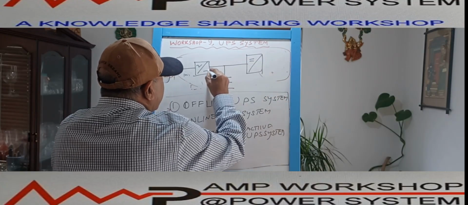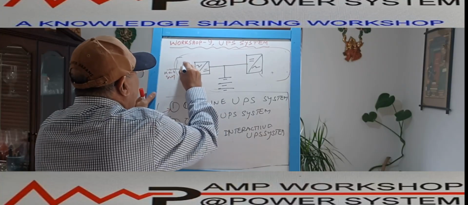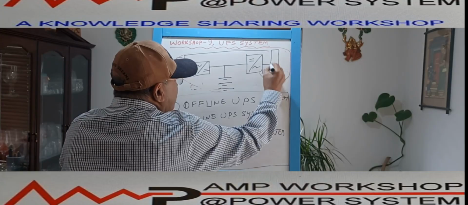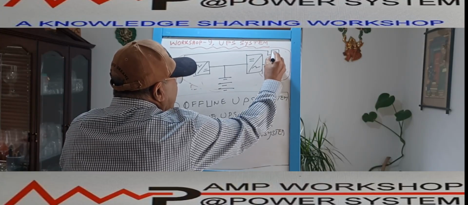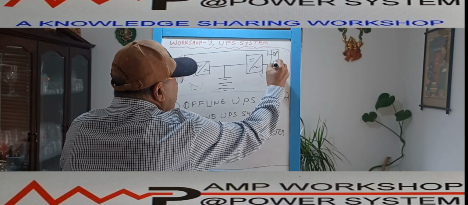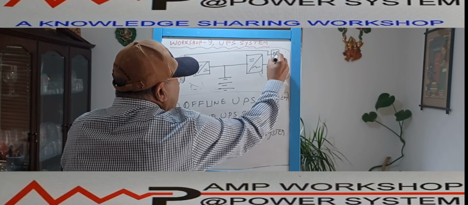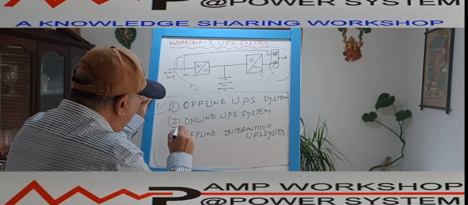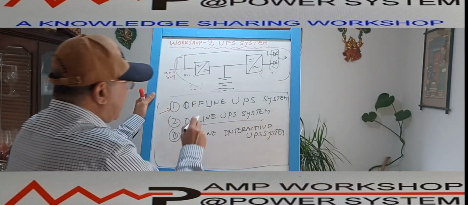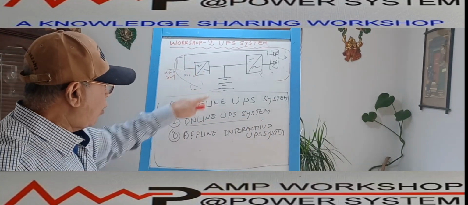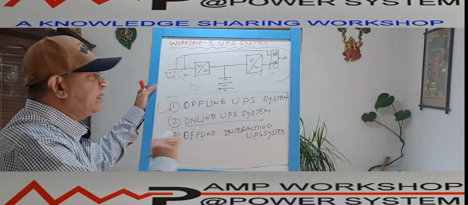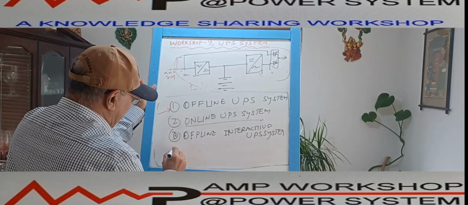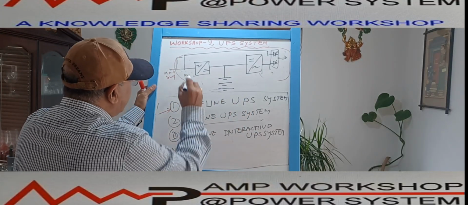This is my inverter, and then I have a bypass, and through the static switch, this is a static switch over here, it is going to the load, right? So in case of offline UPS system, you can make out from the name itself. Online UPS system is, UPS system is normally online. That means in normal operation, under normal operation, what is happening?